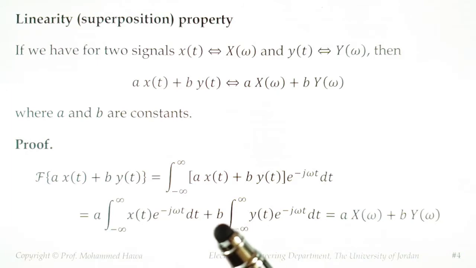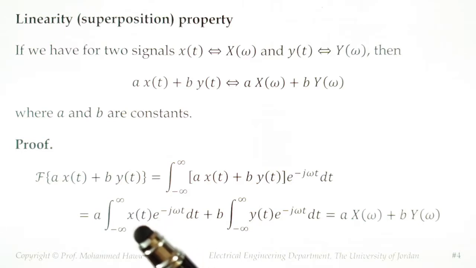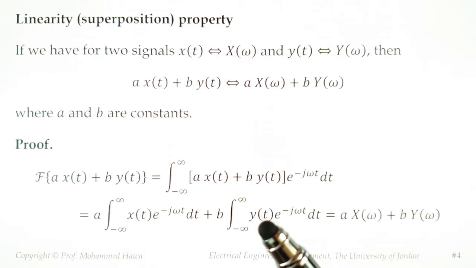I can take the constants b outside and a outside. This is the Fourier transform integral for the signal x of t, which means it is X of omega. And this is also the integral definition of the Fourier transform of y of t, which gives you Y of omega. The proof, as you can see, is quite simple and comes directly from the integral definition of Fourier transform. That's why I'm going to skip doing the proof for every property that we're going to go through and rather concentrate on giving you some examples to show you how to use those properties to your advantage.